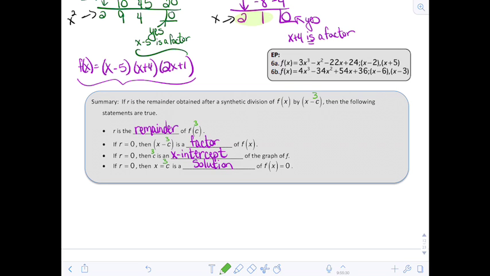Also synthetic and long division. So hope that all makes sense. If not, feel free to ask me some questions.